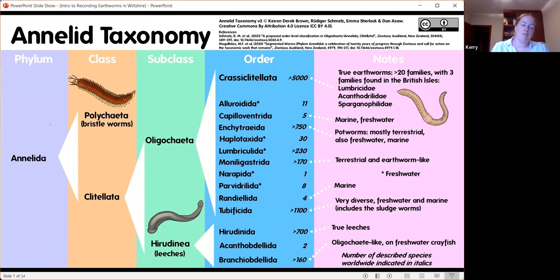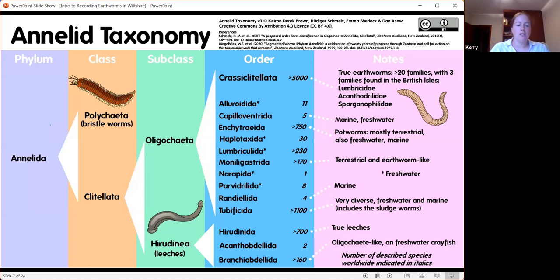So they are in the phylum Annelida, and that's all segmented worms. And that can then be split into 2 groups. So you've got the polychaetes, so that bobbit worm, the terrifying looking one that lives at the bottom of the sea, is an annelid but not an earthworm.